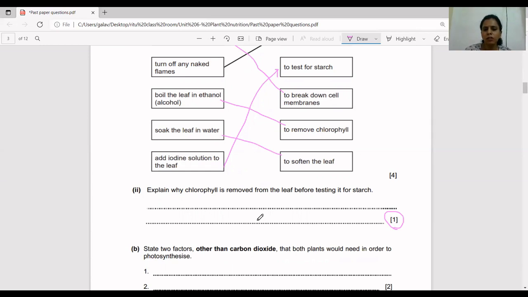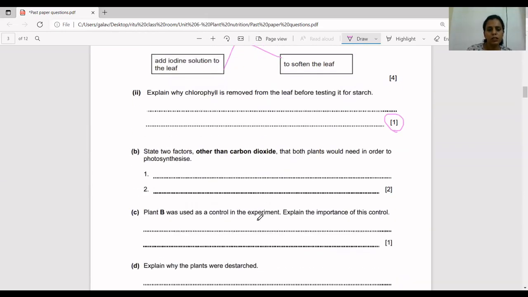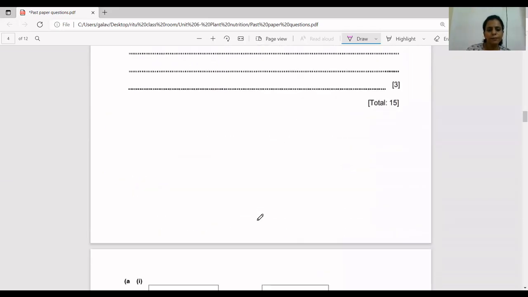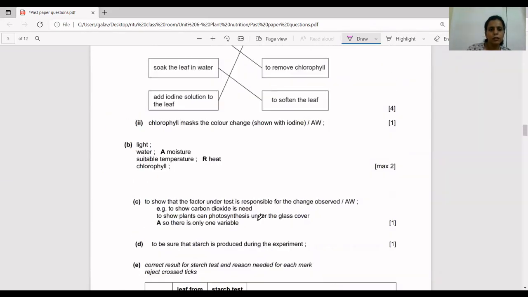Apart from this, you can also write a statement like to get a fair result, or to get the appropriate color of the iodine solution. Let's see what's in the marking scheme. In the marking scheme, they have written chlorophyll masks the color change shown with iodine, or alternate wording. So alternate wording here means you can write chlorophyll masks the color change, or chlorophyll can mask the color of iodine, the color which iodine will get after combining with the starch.